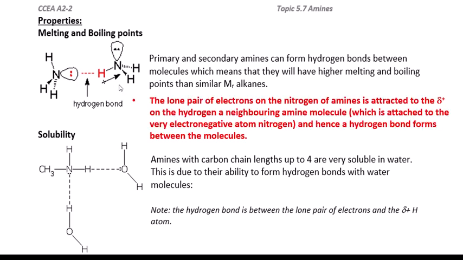So how does the hydrogen bond arise? Well, the lone pair of electrons on the nitrogen of the amines, so it's that lone pair of electrons there, is attracted to the delta plus of the hydrogen of a neighbouring amine molecule. So remember, it's between the lone pair of electrons and then the hydrogen on the neighbouring one, which is attached. That hydrogen is also attached to an electronegative atom, in this case nitrogen, and therefore the hydrogen bond forms between the molecules.